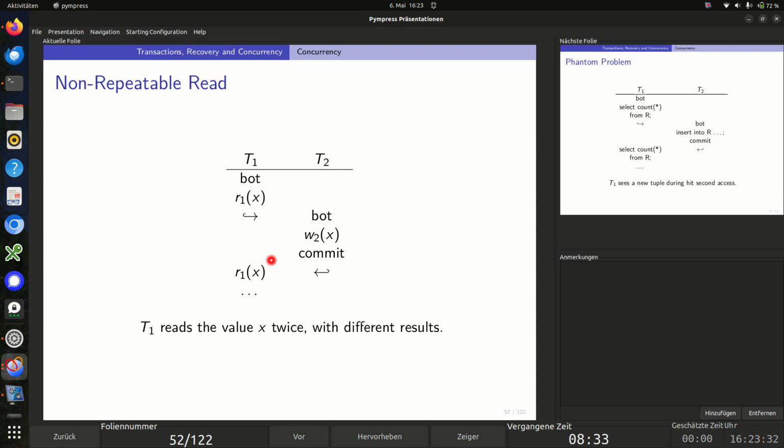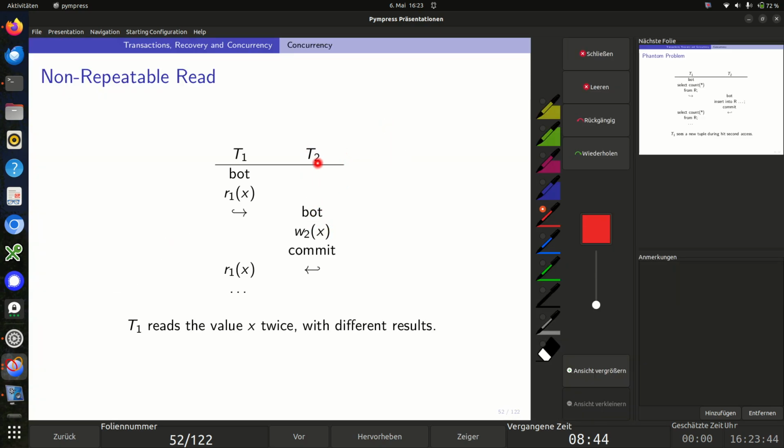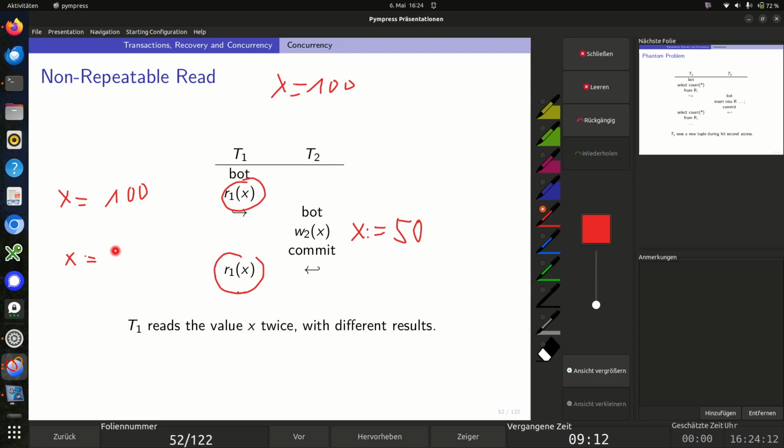Think of, yes? So you see, here transaction 2 is doing something with the value. For example, we have x is equal to 100. So here if we read this value, what's the value of x? It's 100. But here transaction 2 is setting x, for example, to 50. And then if here again we read the value, x isn't 100 anymore, x is 50.